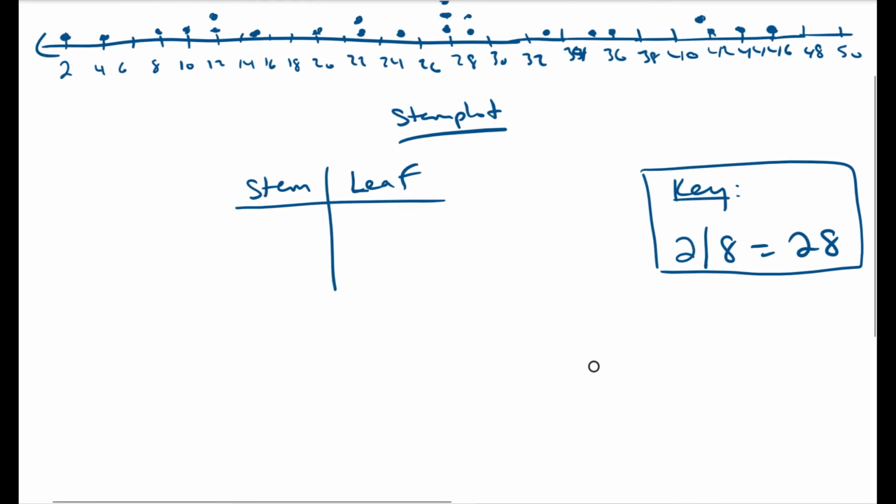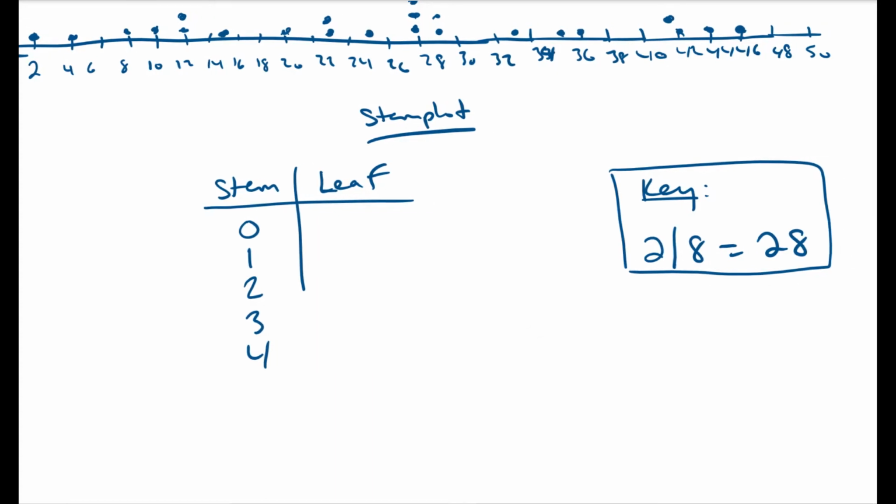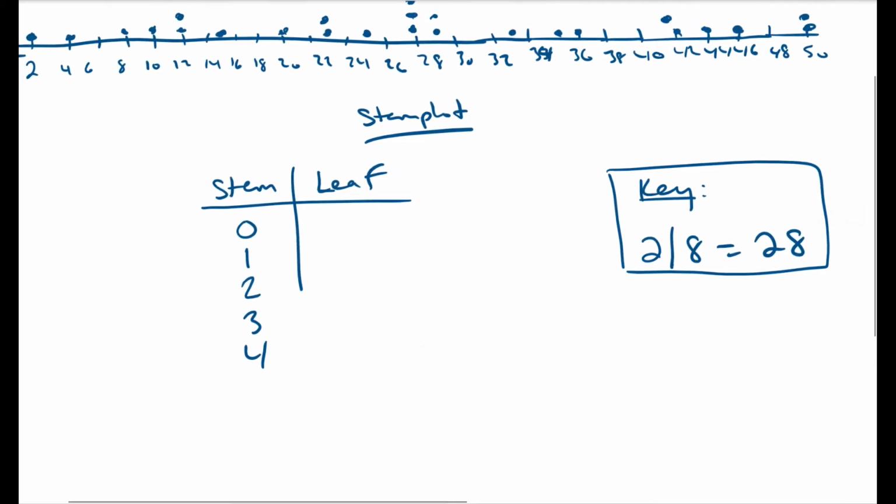So for our stems, we have 0s, 1s, 2s, 3s, 4s. Do we have any 50s? I forgot, there's a couple of 50s here. We have a 46, and we have a couple of 50s, so 1 and 2. I forgot about those 50s, so make sure to include that in the dot plot. So we have a 5 stem as well.